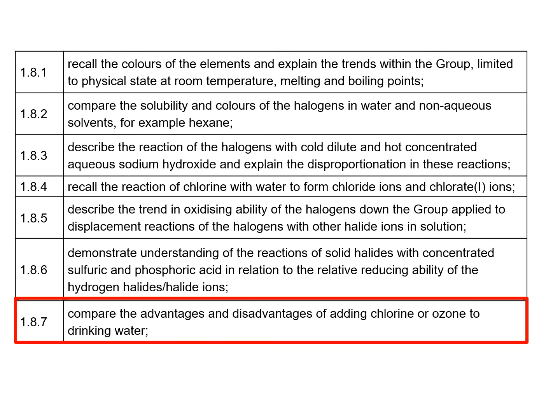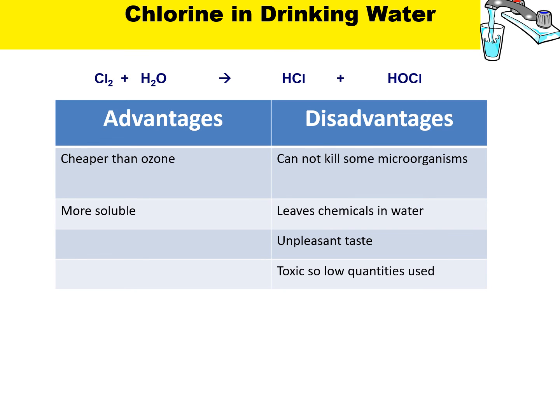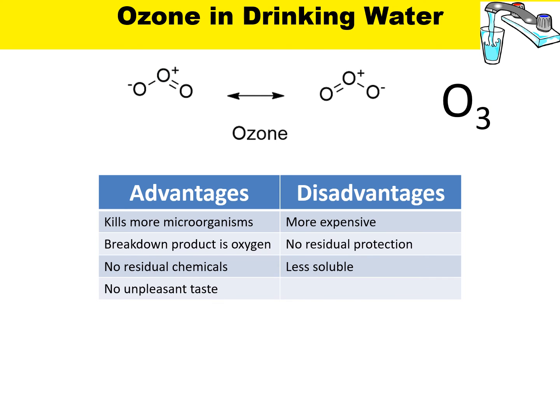The final stage of the topic looks at the advantages and disadvantages of adding chlorine or ozone to drinking water. We've already seen this equation for bubbling chlorine into water. Here are the advantages and disadvantages. Finally, the advantages and disadvantages of bubbling ozone into water.